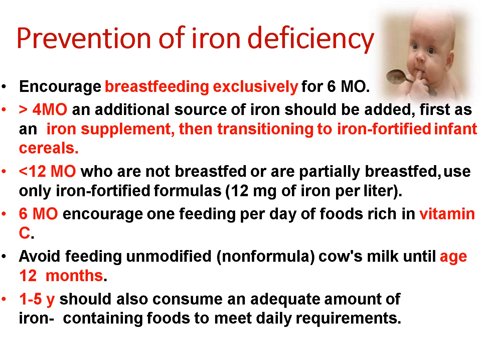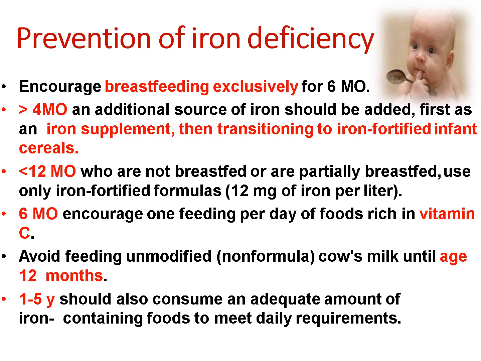We can prevent iron deficiency by the following measures: encouraging breastfeeding exclusively for 6 months. At more than 4 months, an additional source of iron should be added, first as an iron supplement, then transitioning to iron fortified infant cereals. For infants less than 12 months who are not breastfed or are partially breastfed, use only iron fortified formula, 12 mg of iron per liter.